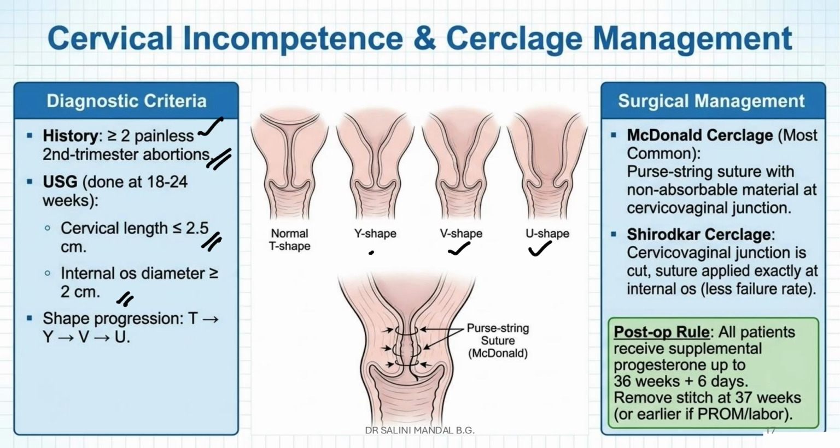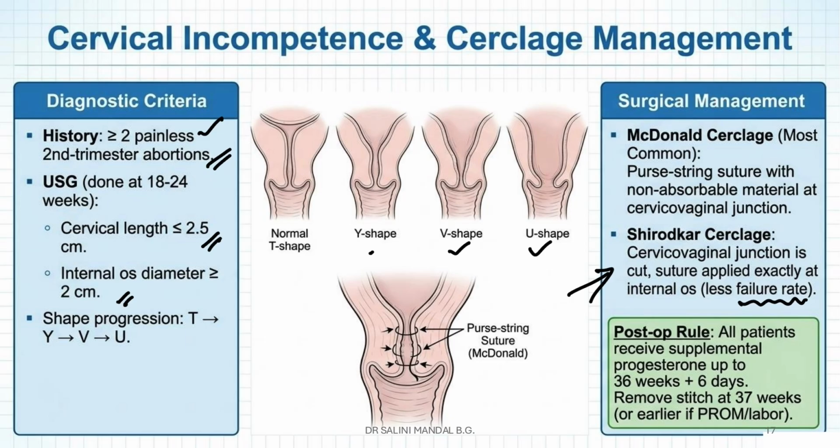So how are we going to manage this particular case? That is through surgical management, that is McDonald cerclage. This is the most common one. It is a purse string suture with non-absorbable material at the cervico-vaginal junction. Apart from that, we have Shirodkar cerclage also, in which the cervico-vaginal junction is cut and the suture is applied exactly at the internal os. So this has a lower failure rate.